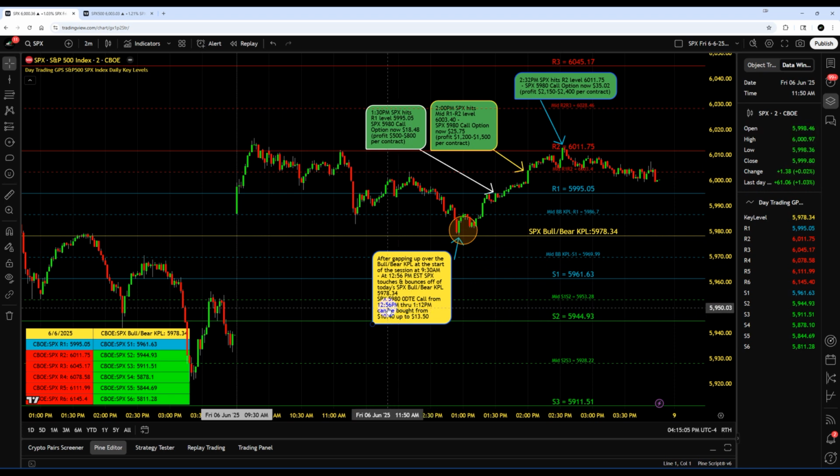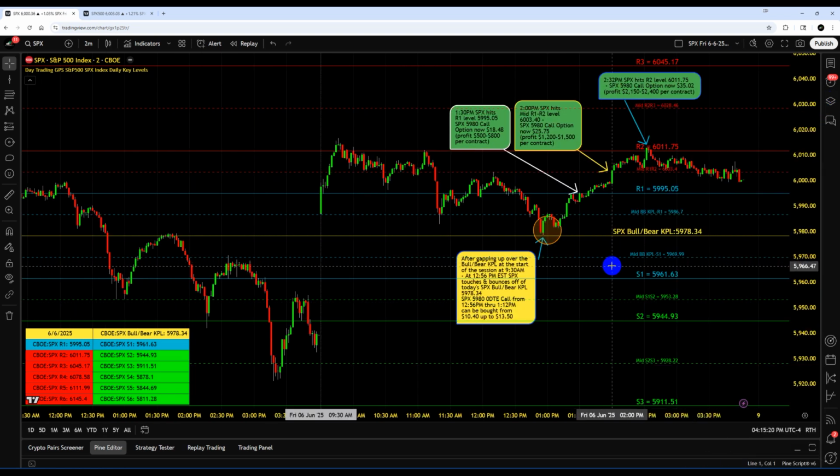And those call options during that window of time could be bought from anywhere from $10.40 up to $13.50. So we'll go to the Thinkorswim chart of the option here in just a minute, so you can see that along with the timestamps.